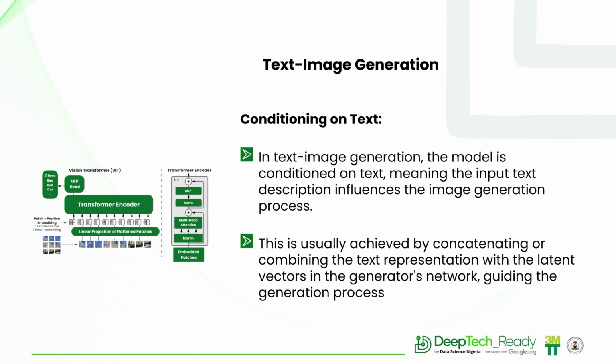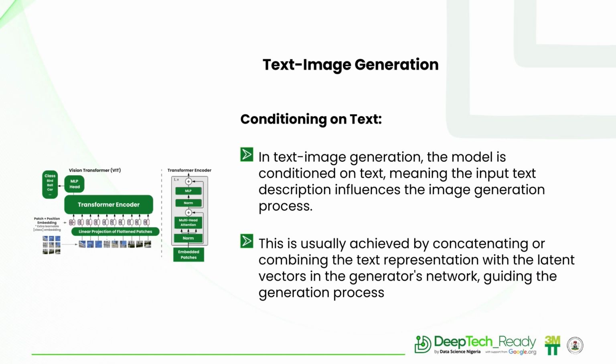So what allows the generation to be well informed on what to properly generate is due to the text representation, that is the vector space of the text. That is because you have to convert the text into numerics, which is the vector space representation of that particular text, with the latent vector in the generator's network, thereby guiding the generation process.